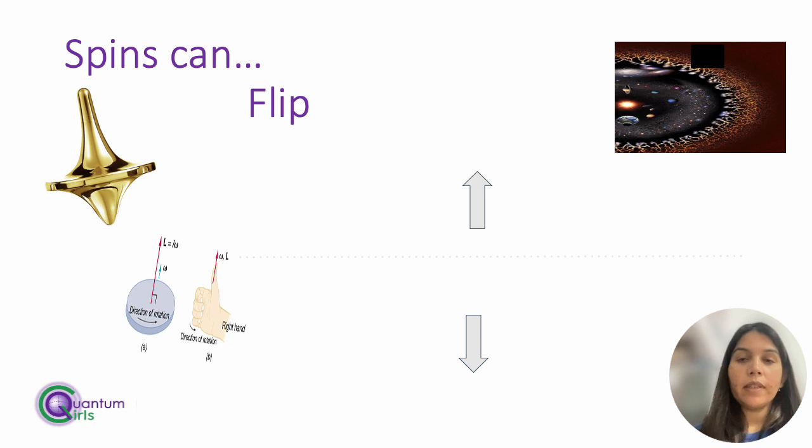Spins can flip. This means that the rotation direction changes. Try using the right hand rule here. What was the spin direction at the top? Then the spin direction at the bottom. Spins can flip when an external force is applied in some circumstances. What did you do to flip the spin of the bike wheel? We will be looking at spins and spin flips later on.